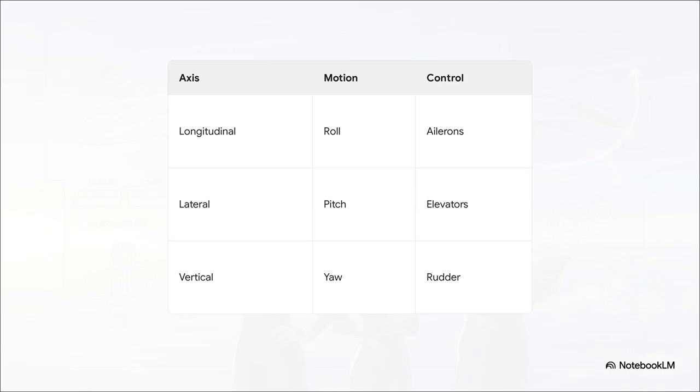Longitudinal axis means nose to tail, resulting in roll, controlled by ailerons. Lateral is wingtip to wingtip, resulting in pitch, controlled by elevators. And vertical is straight down through the CG, resulting in yaw, controlled by the rudder. Memorize this grid, and you just bought yourself several correct answers on test day for sure.